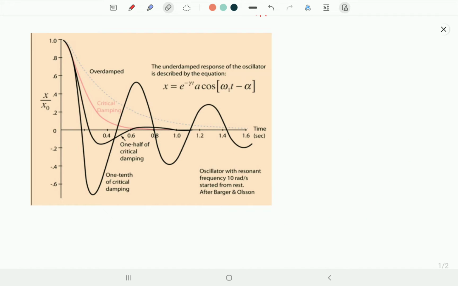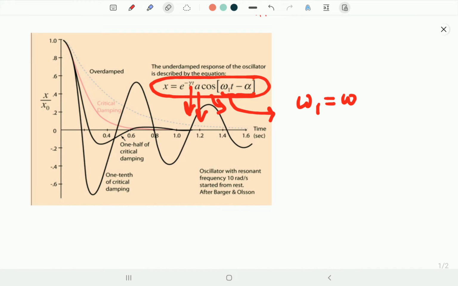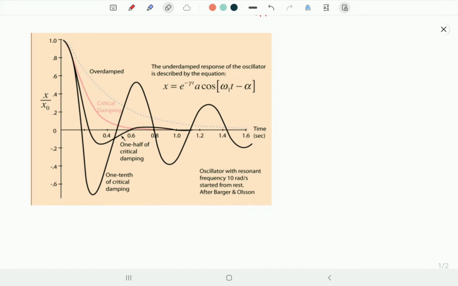Now, the general equation for the underdamped oscillator is x is equal to A e to the power minus lambda t cos(omega 1 t + phi), where lambda is the coefficient of damping, A is the amplitude of the motion, this is the harmonic function, and this is omega 1. Now, omega 1 can be written in terms of omega, where omega is the natural frequency of the system without any kind of resistive force.